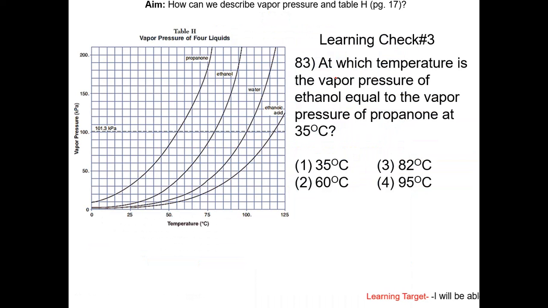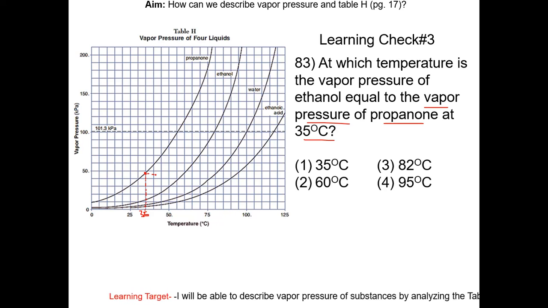Learning check number 3. At which temperature is the vapor pressure of ethanol equal to the vapor pressure of propanol at 35 degrees Celsius? Pause the video and resume once completed. The first step is to figure out the vapor pressure of propanol at 35 degrees Celsius. At 35 degrees Celsius, propanol has a vapor pressure of 48 kilopascal. At 48 kilopascal, ethanol has a temperature of 60 degrees Celsius. The answer is choice 2.